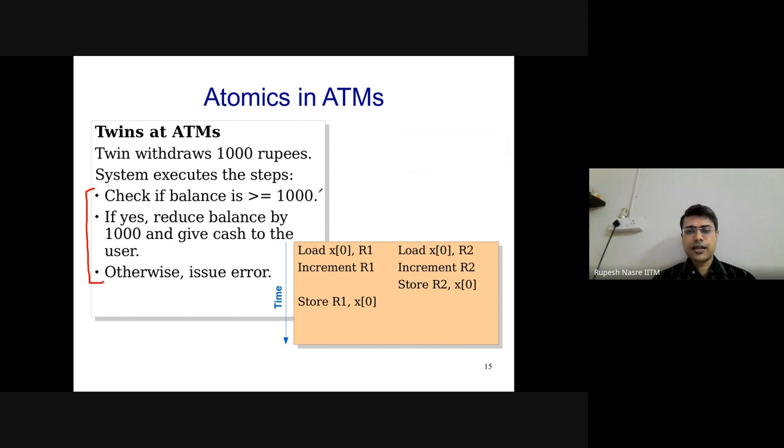Then this check might happen simultaneously on both the ATMs. The balance is 1,000, right? And then yes is given to both the ATMs, and therefore they end up giving cash to the user, which is 1,000 this side, 1,000 this side, right? And then both of them, the twins, get 2,000 rupees, although the balance was 1,000. So this is something which is important in real life, and we have to ensure that the checking of balance and reduction in the cash must happen atomically. So that is the main takeaway.